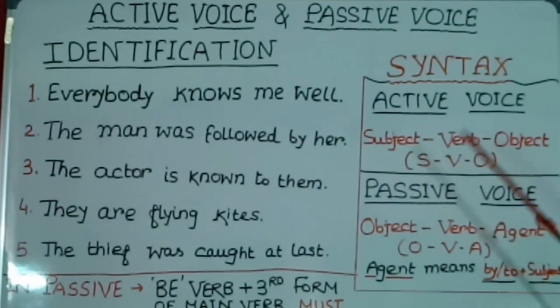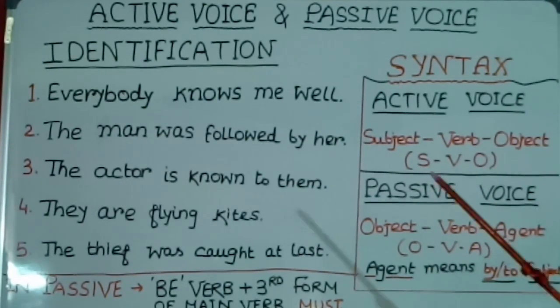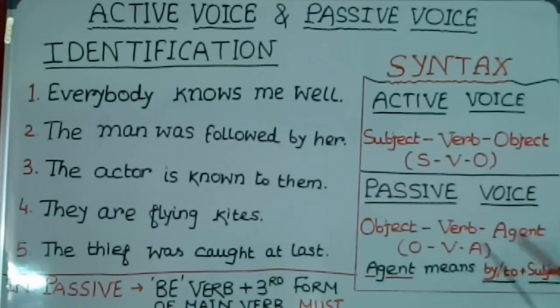And whenever we find in the sentences this pattern, object, verb and agent. What is agent? Agent means the subject will be there, but before it you will find to or by. In most sentences the agent takes by. Only in some cases you will find to before the subject for agent. So in active voice it is subject verb object, and in passive voice object verb agent.